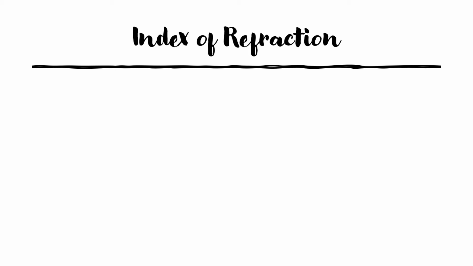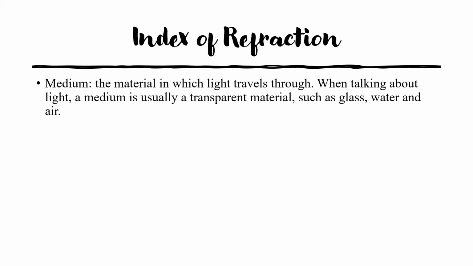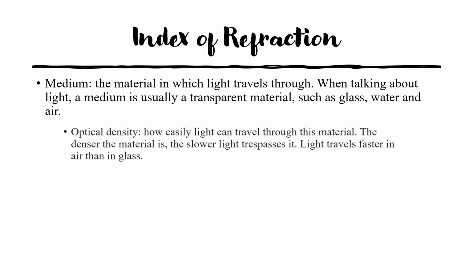Alright, so welcome back. Now we are going to talk about the index of refraction. What is it? First of all, we need to analyze the definition of medium, the material in which light travels through. When talking about light, a medium is usually a transparent material such as glass, water, and air. We talked about waves in a previous topic, and remember that we learned that waves usually travel through a certain medium. And we're going to focus specifically on light when talking about Snell's Law. And of course, we're going to be analyzing water, air, and glass.